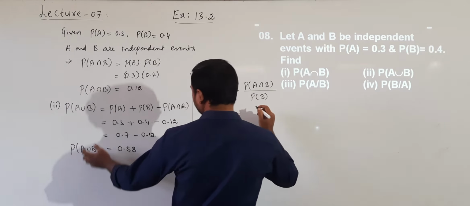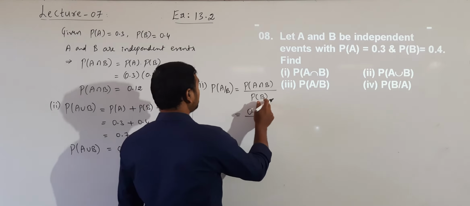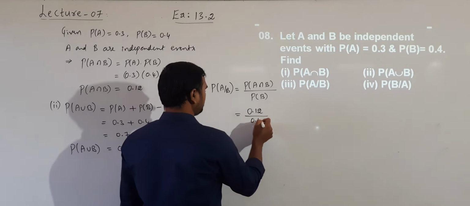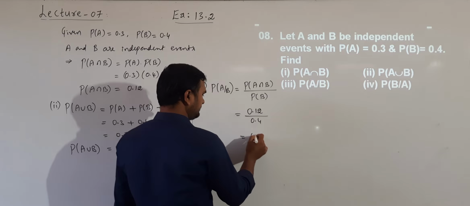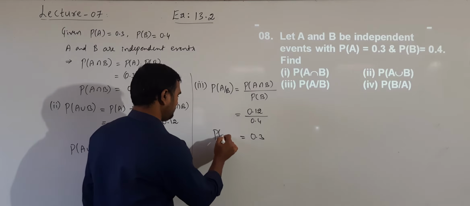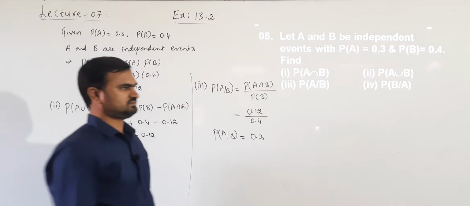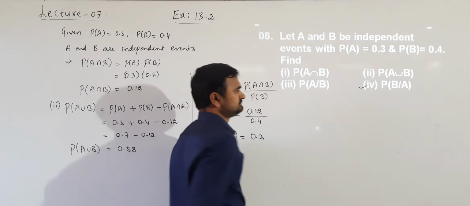Numerator P of A intersection B we found 0.12, divided by P of B is 0.4. So dividing we get 0.3. Right. Similarly, you can find P of B given A. Okay, you can solve it.